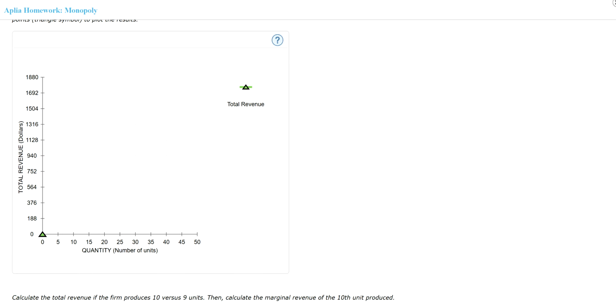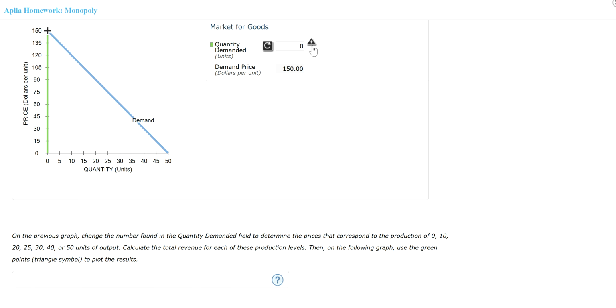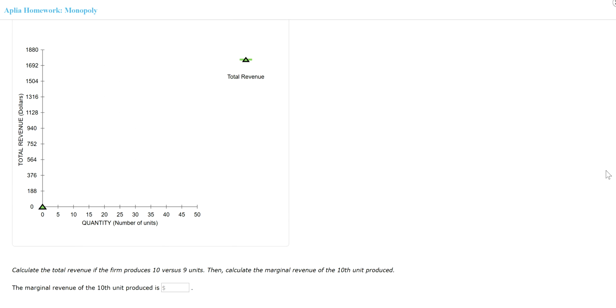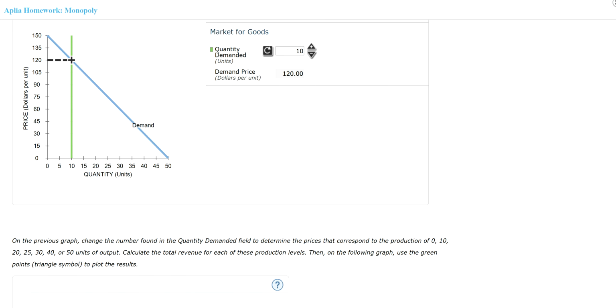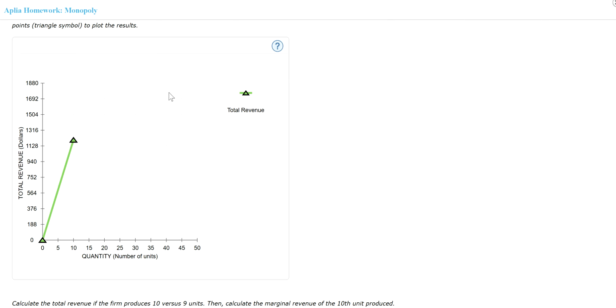Now, second point, quantity of 10. Then quantity of 10 price is 120. So 120 times 10, this will be 1200. So 10, 1200, second point. Third point is going to be 20. 20, price is 90, so 20 times 90 would be 1800. So 20 and 1800. There we go.